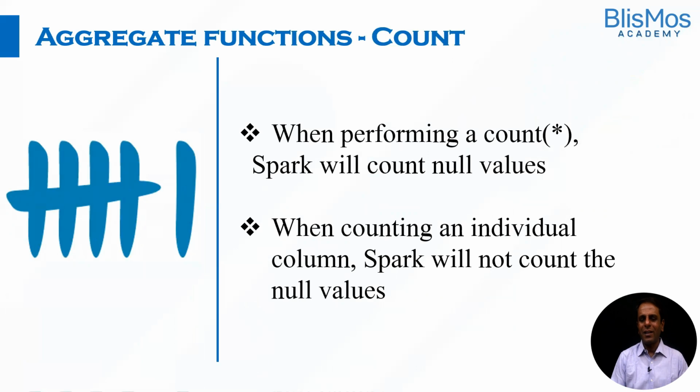One of the important aspects is whether to count the null values or not when you are counting. When you are performing a count star, Spark will count the null values. But when you are counting an individual column, Spark will not count the null values. Wonderful. We understood how the count works.